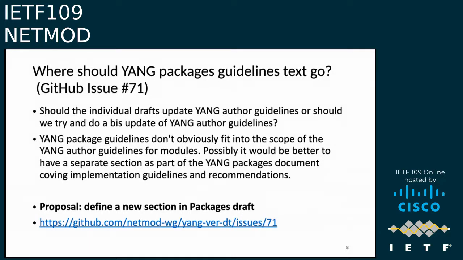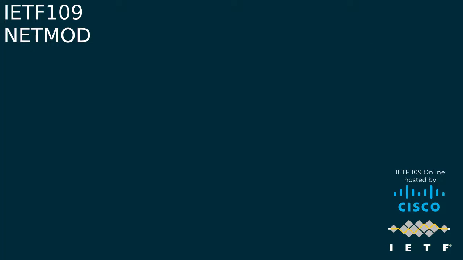Bo, a question on the last slide. Did you talk about other alternatives? The obvious one would be to update 8407, the guidelines RFC. Right now it's in a new section in the packages draft, but Rob thinks that if it's in the previously published author and YANG guidelines, it could be quite separate. Rob, can you add something here? I think we discussed this.